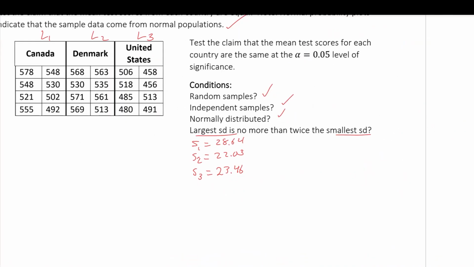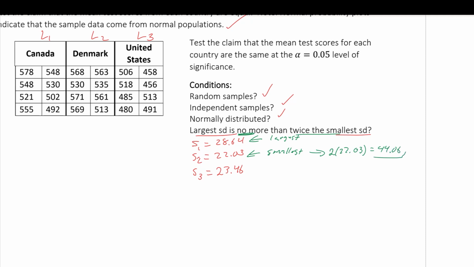Again, we're just trying to see if this data is spread out similarly in each of these samples. Sample standard deviations are a measure of spread. As long as the largest one, which in our case is the first one, and the smallest one aren't too far off. And how are we defining too far off? Well, as long as the largest standard deviation is no more than twice the smallest. So what I'm going to do here is multiply this by 2, which should be about 44.06.